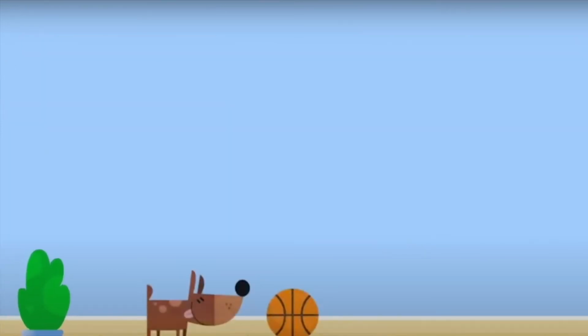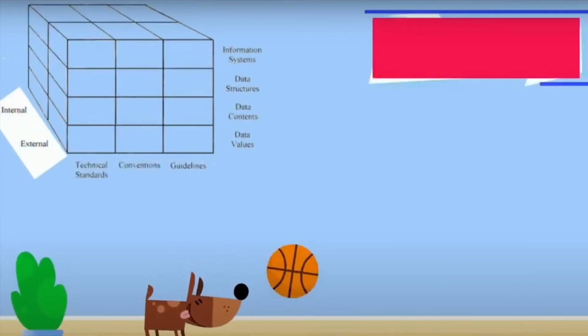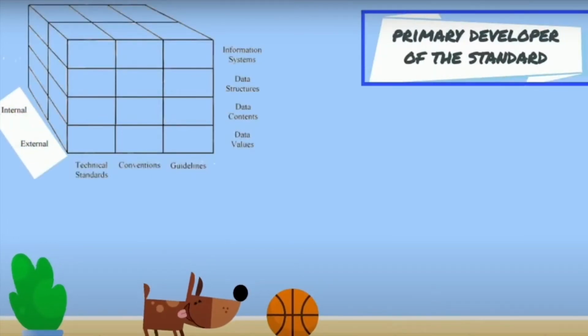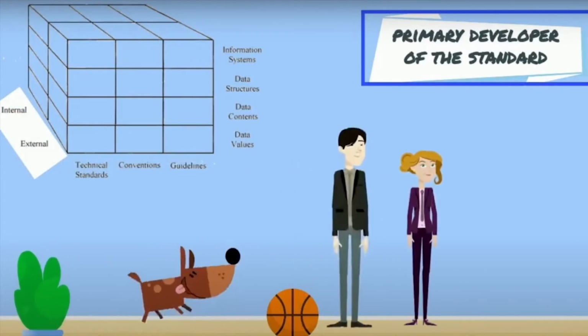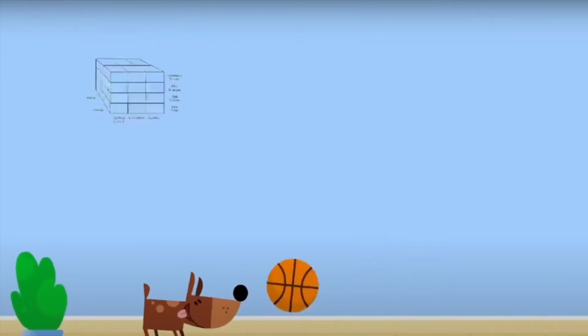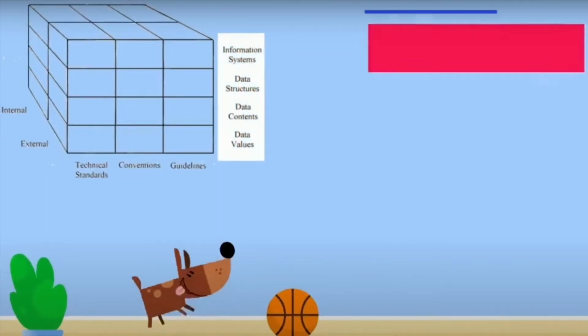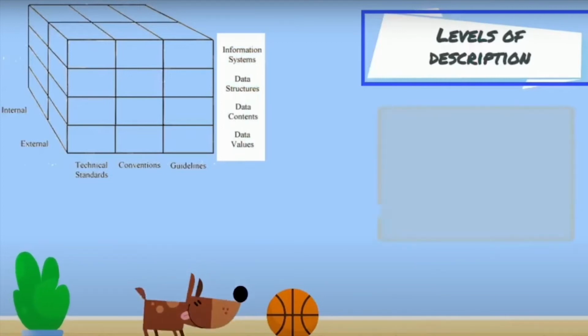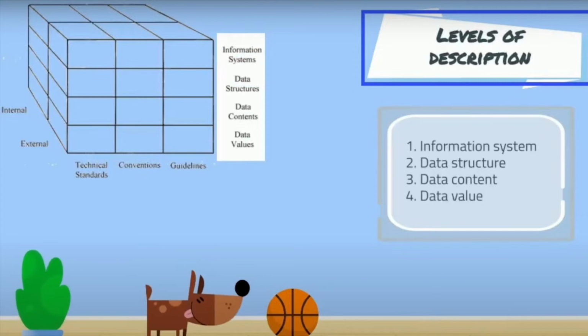The second dimension of the matrix is the primary developer of the standard, which focuses on the proponents of the standards in use. There are those external standards which are developed outside the archival profession. The last dimension is the levels of description, which looks into the scope of description from the broadest up to the most specific.